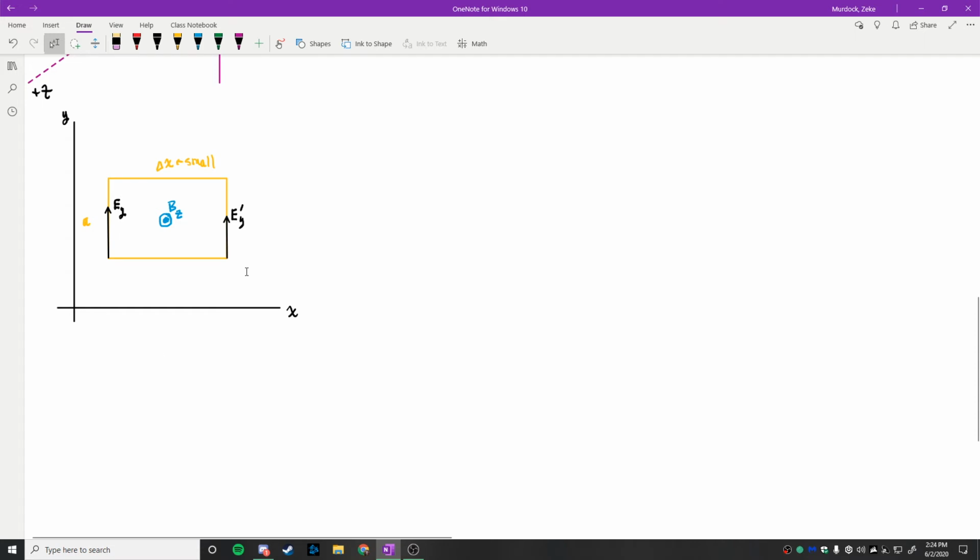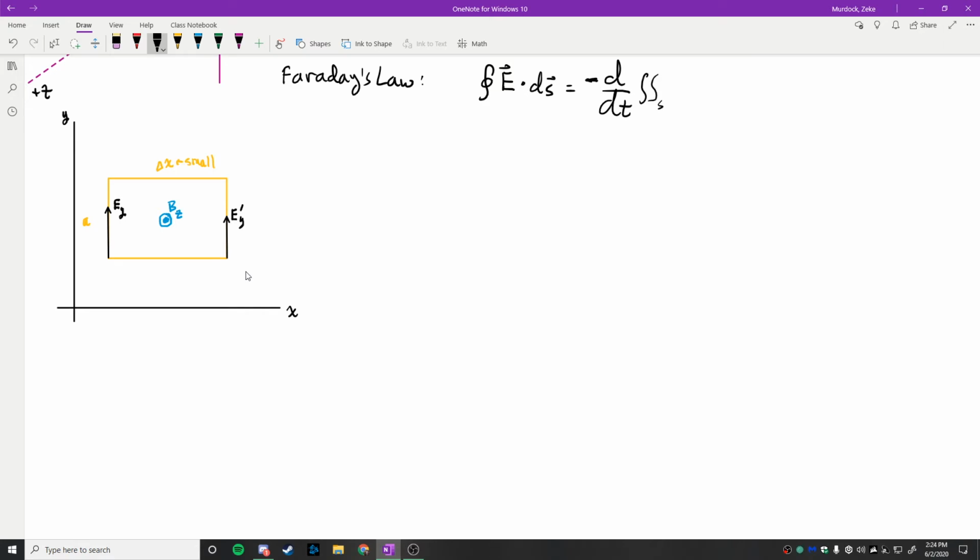So here's what we're going to do now. Faraday's law states that if I take the path integral of E dot ds, I get negative d/dt of flux, where flux is equal to the surface integral of B dot dA.